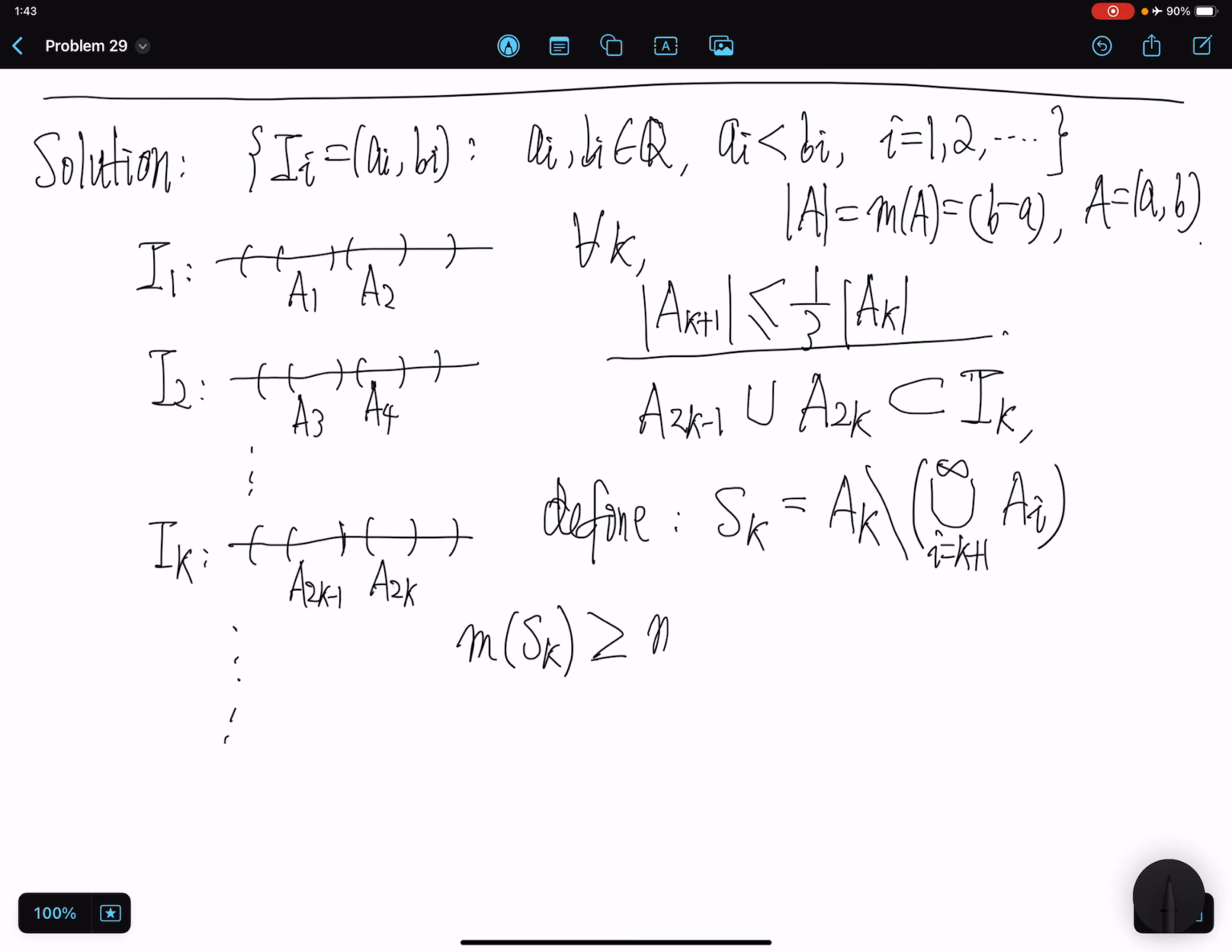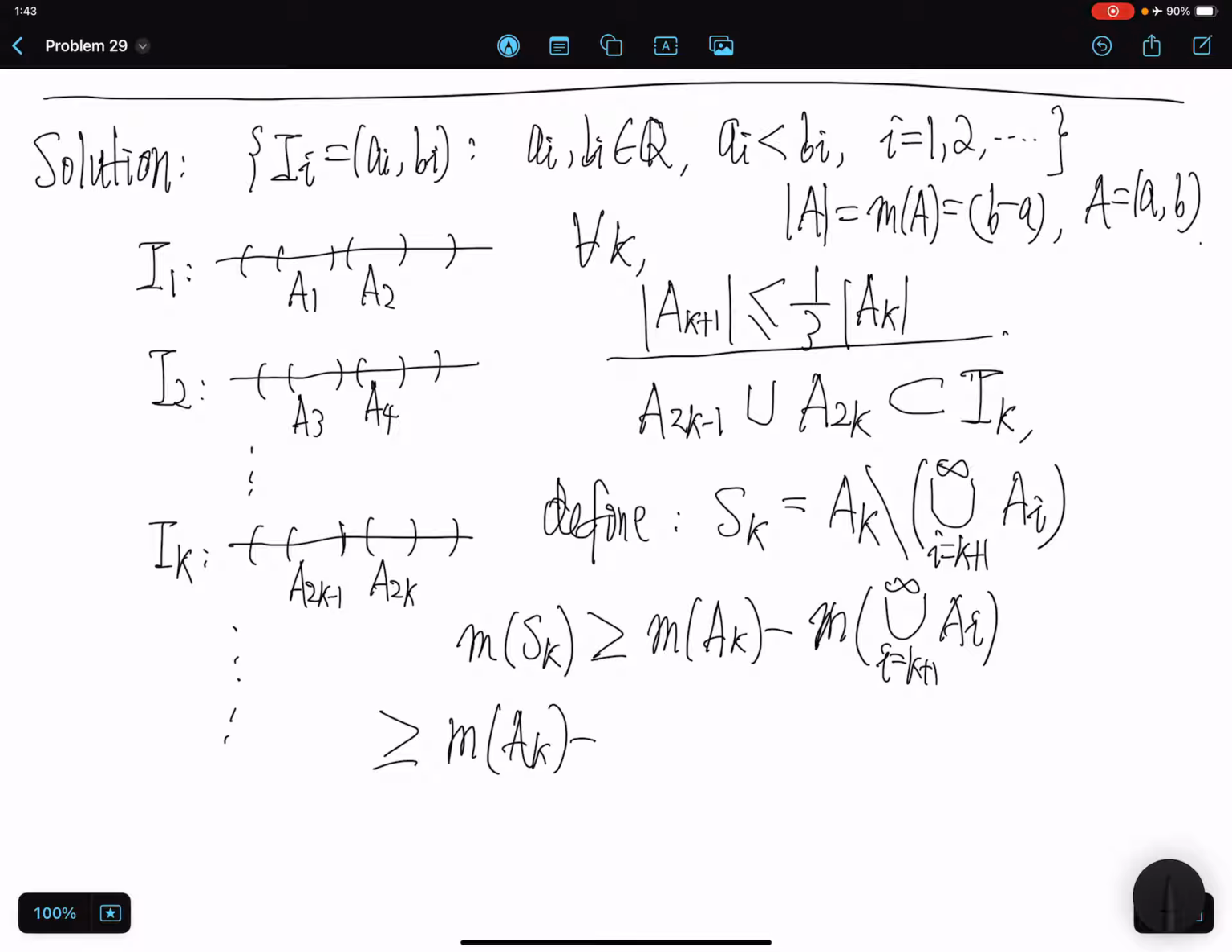So this is bigger than m, the measure of A sub k minus the measure of the union from k plus 1 to infinity of A sub I, right? This is definitely greater than or equal to m of A sub k minus, because of the subadditivity, right? This sum, sigma I from k plus 1 to infinity of m of A sub I. And this is also bigger than this, right?